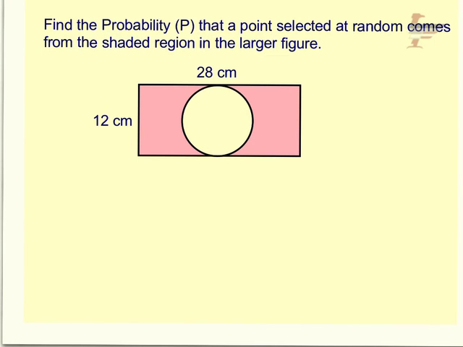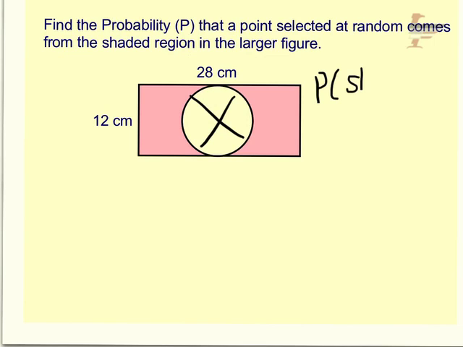Okay, last one is geometric probability. So find the probability that a point selected at random comes from the shaded region. So my shaded region is like this pink region here. Okay, not this. So I don't want that circle. So I want the probability of getting the shaded.